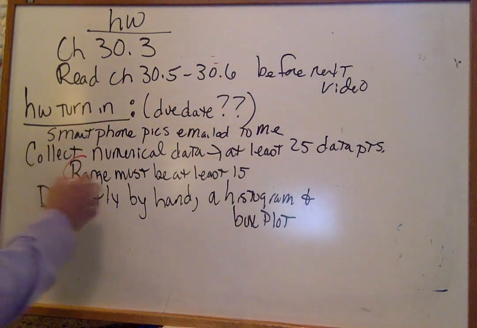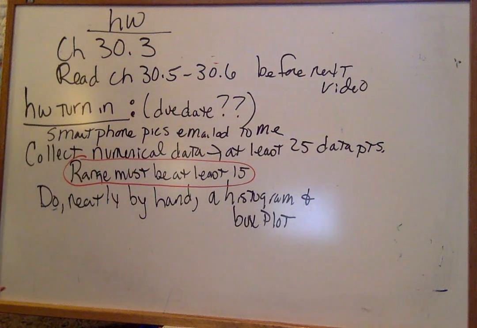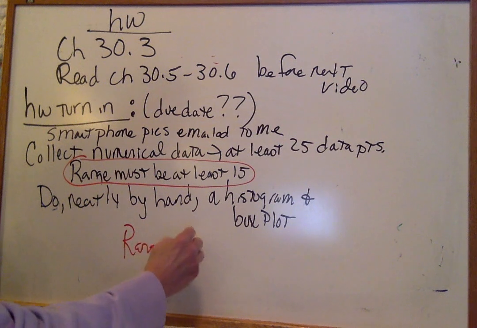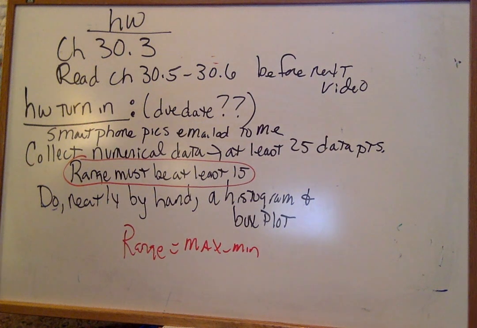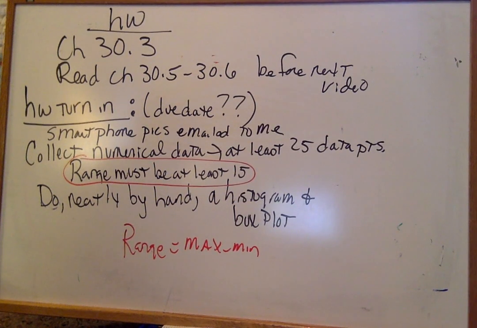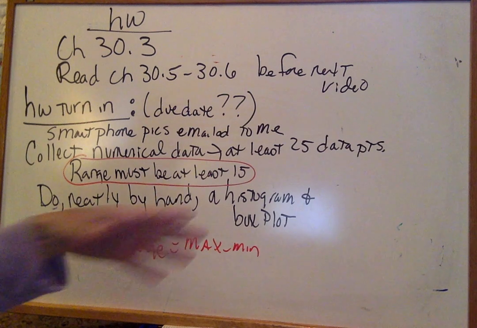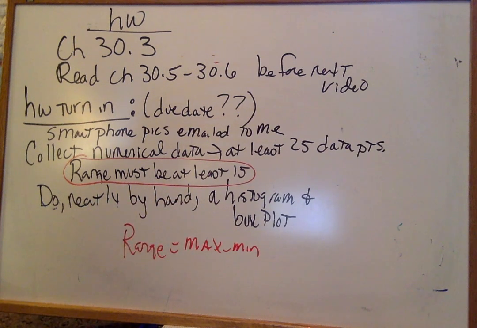This part right here, if you don't remember what range is, it's max minus min. Your data has to have a range of at least 15. Meaning, for example, you cannot ask all your friends, how many dogs do you have? Because that would probably range from 0 to 8. Most people don't have more than 8 dogs. And that range is only 8. So you want to have a wide range of numbers, or if you don't, your box plot can get really messed up. You're going to do neatly by hand.